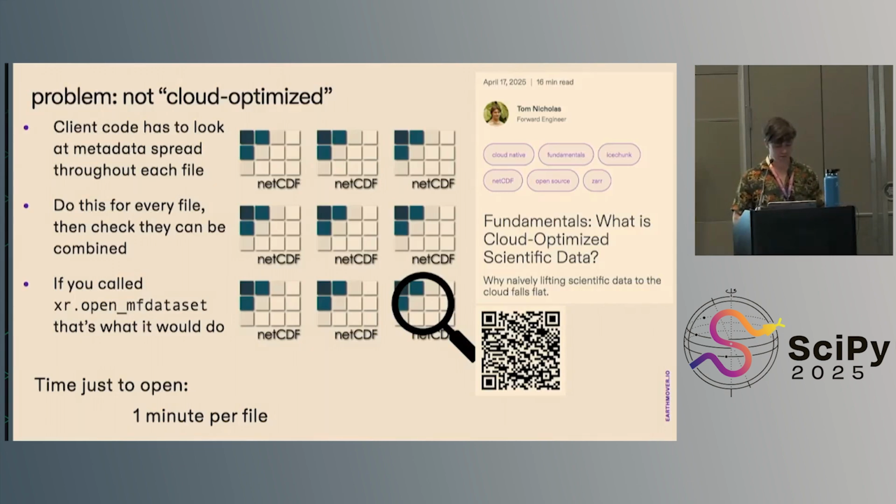But if we do this worst case minute per file multiplied by 500,000 files, that's an entire year just to find out what is even in the data set, just to open it. And this is what we mean by not cloud optimized. It's in the cloud, but it's not cloud optimized.